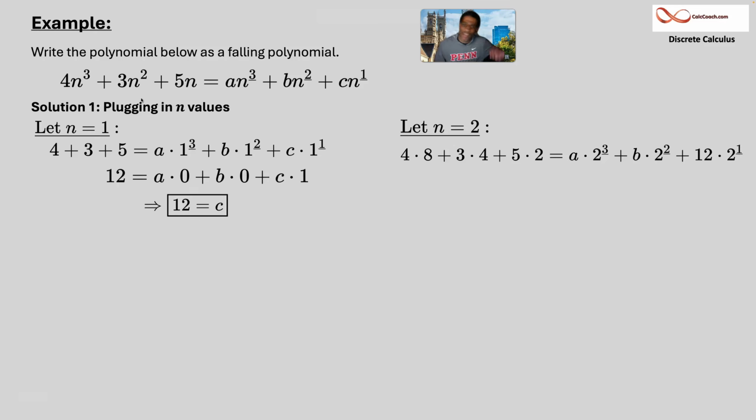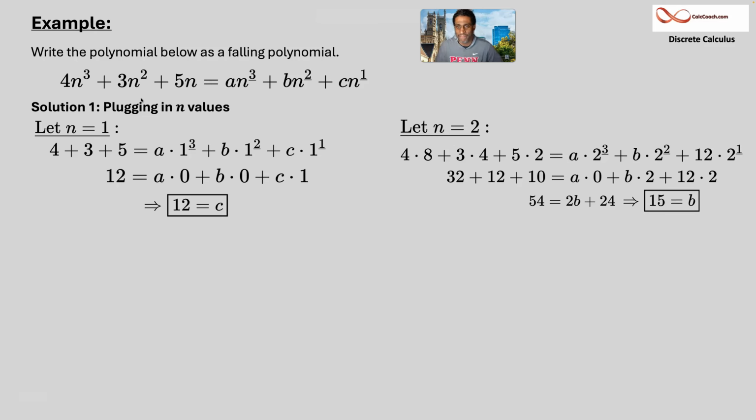So on the left-hand side, we got our 32 and our 12 and our 10. We'll put that all together on the left-hand side. On the right-hand side, 2 falling 3 is 0. 2 falling 2 is 2 factorial, which is 2. And 2 falling 1 is also 2. Okay, so we get our 24, 2b on the right-hand side, and then we end up with 54 on the left-hand side. Subtract the 24 over, you get your 30. Divide by the 2. You got it. B is 15.